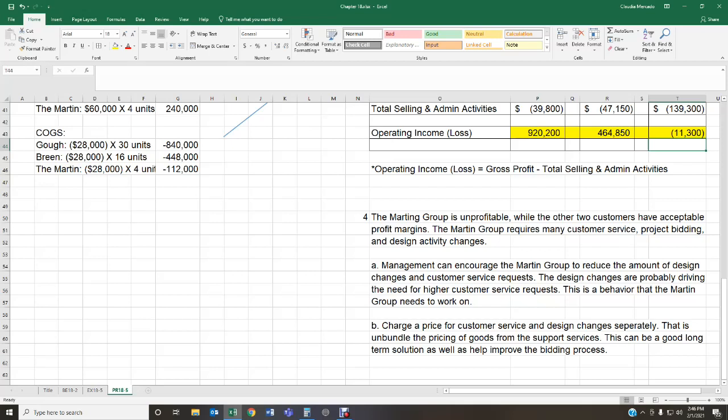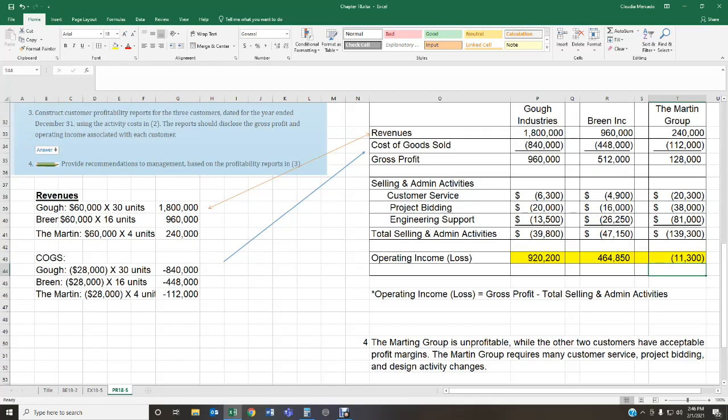Management can encourage the marketing group to reduce the number of design changes and customer service requests. The design changes are probably driving the need for higher customer service requests. And this is basically a behavior that the marketing group needs to work on. We don't want to encounter this issue where, you know what, our costs are greater than our profit.